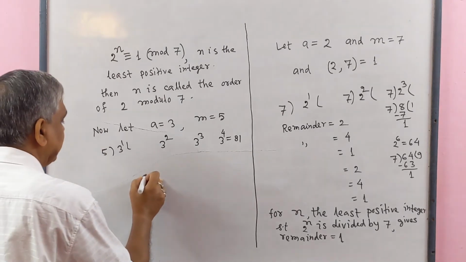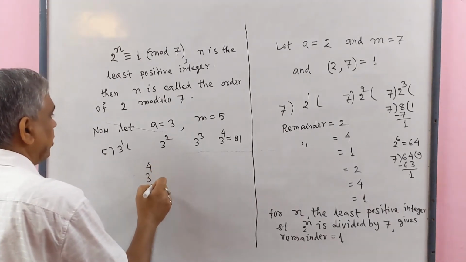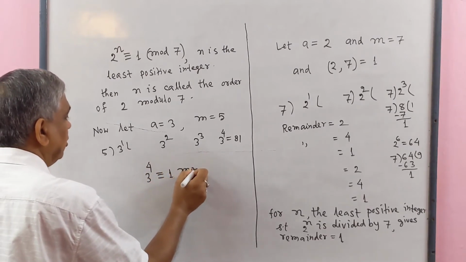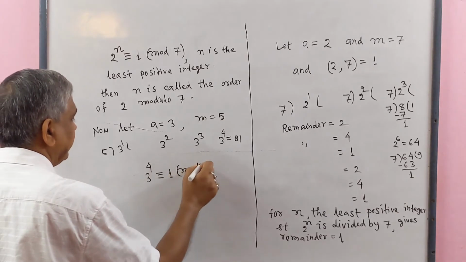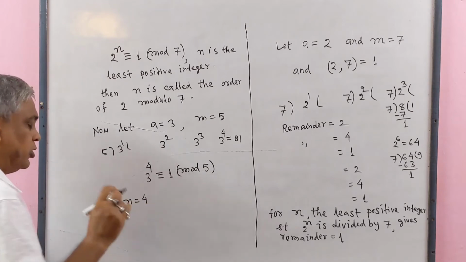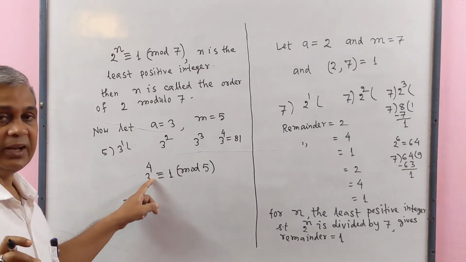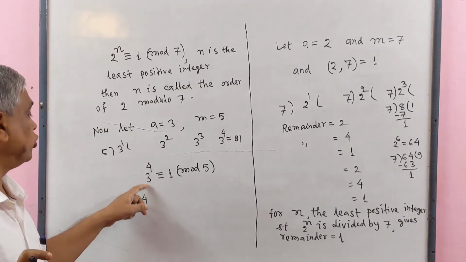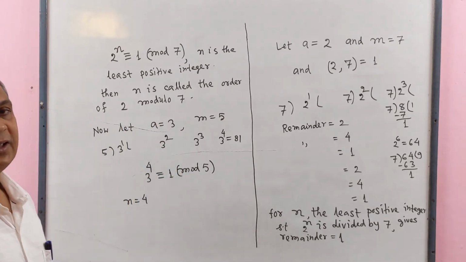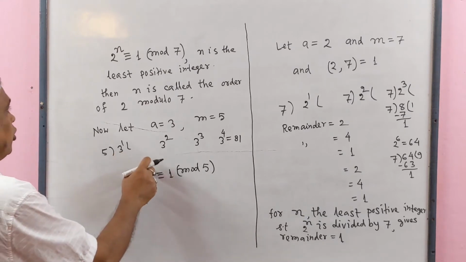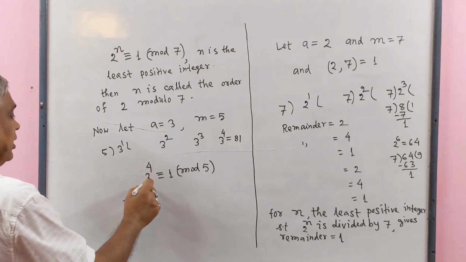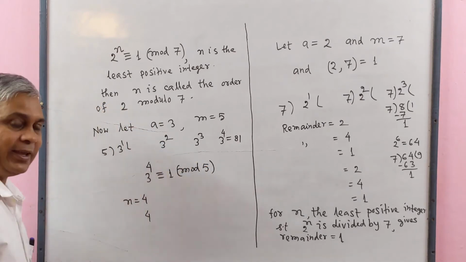Therefore, we may write 3 to the power 4 is congruent to 1 modulo 5. Here n equal to 4, which is the least positive integer such that 3 to the power 4 is congruent to 1 modulo 5. Therefore, 4 is the order of 3 modulo 5.